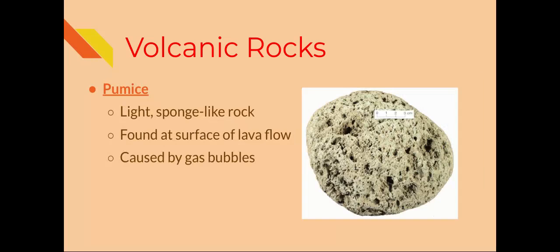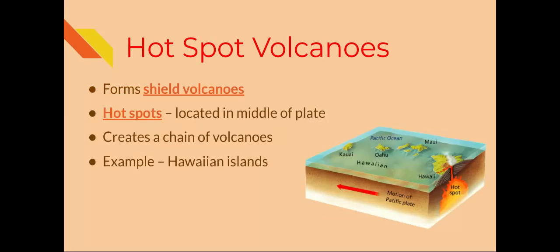Next one is pumice. Pumice is a light sponge-like rock. It's found at the surface of a lava flow. When we watched the Vesuvius video, we actually saw they talked about pumice. The unique thing about pumice is that it has holes in the rock, which causes it to float in water. And it's the only kind of rock that can actually float.